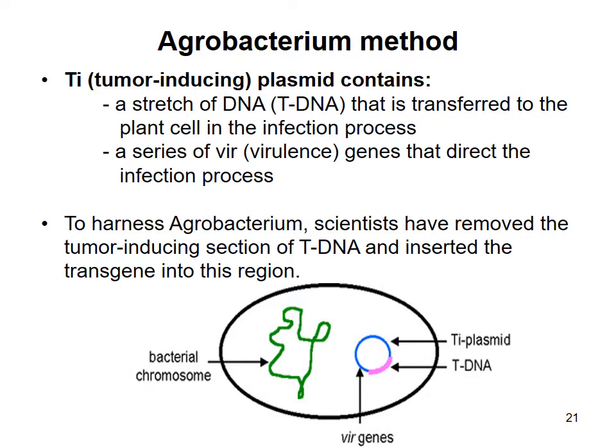So to harness Agrobacterium tumefaciens, scientists have removed the tumour-inducing section of the tDNA, and this is where the transgene is inserted into this region.